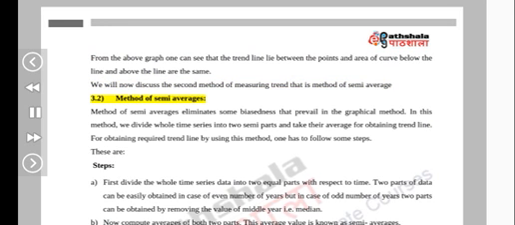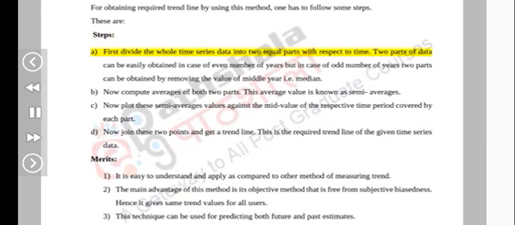3.2. Method of semi-averages. The method of semi-averages eliminates some biasedness that prevails in the graphical method. In this method, we divide the whole time series into two semi-parts and take their average for obtaining the trend line. For obtaining the required trend line by using this method, one has to follow some steps. First, divide the whole time series data into two equal parts with respect to time. Two parts of data can be easily obtained in case of an even number of years, but in case of an odd number of years, two parts can be obtained by removing the value of the middle year, i.e. the median.